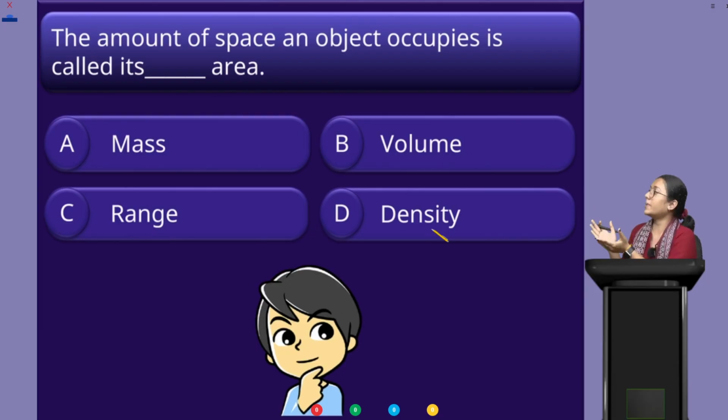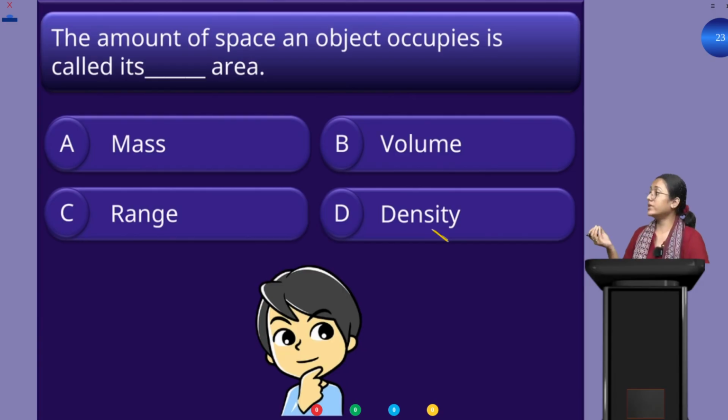The amount of space an object occupies is called its dash. Four options are there. Option A, mass. Option B, volume. Option C, range. Or option D, density. I am giving you the timer. Try to answer, everyone. Just now we have studied it, right?